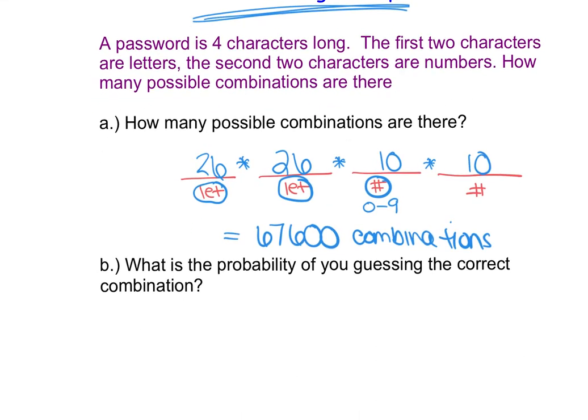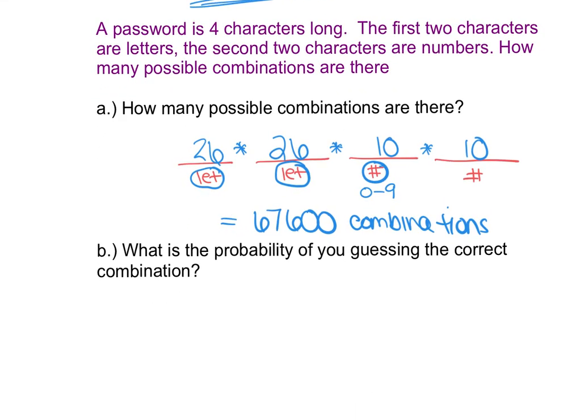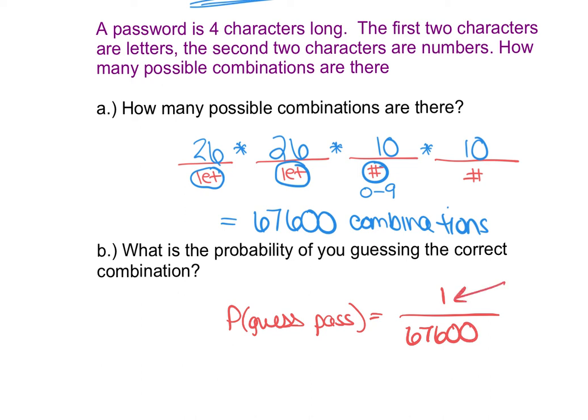Now, this last question says, what is the probability that you guess the right combination? Well, probability is the number of successful attempts over the total. If you get one guess, there's one correct password, and there are 67,600 possible combinations. So the probability that you guess correctly is 1 over 67,600.